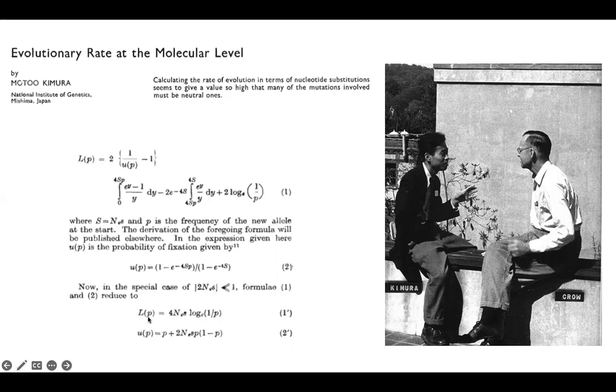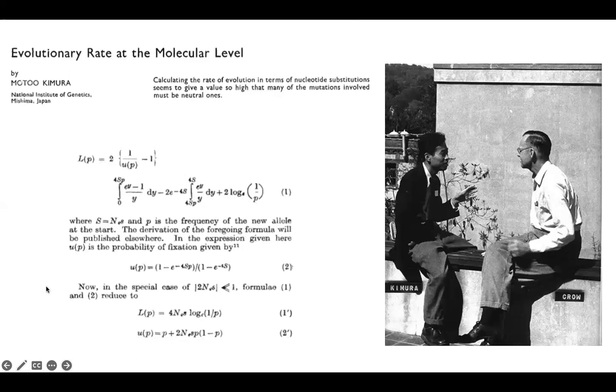And then down here is the load of that value if 2N of S is less than 1. So again, when that's true, then equation 1 reduces to 4N of S log base e 1 over P. And the probability of fixation is then simply P plus 2N S P (1 minus P) down here at the 2 prime. Again, note equation 2 is what the probability of fixation is when there is a sufficient load, when there's a sufficient cost, and then 2 prime is what it is when the cost is very, very low.